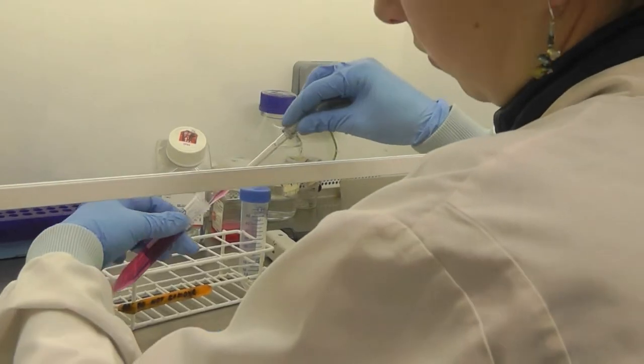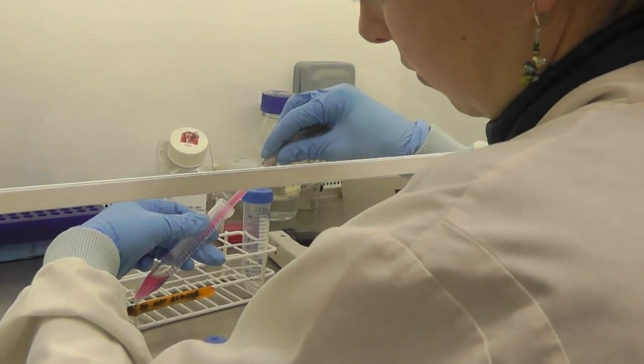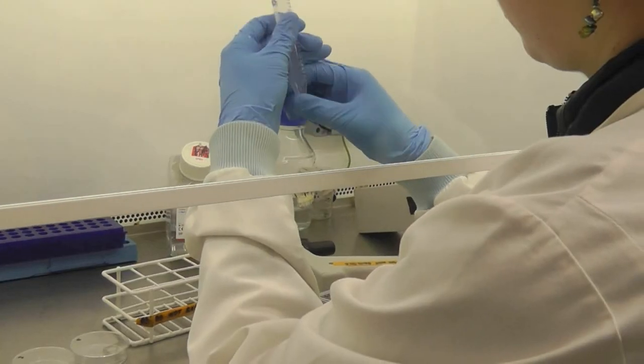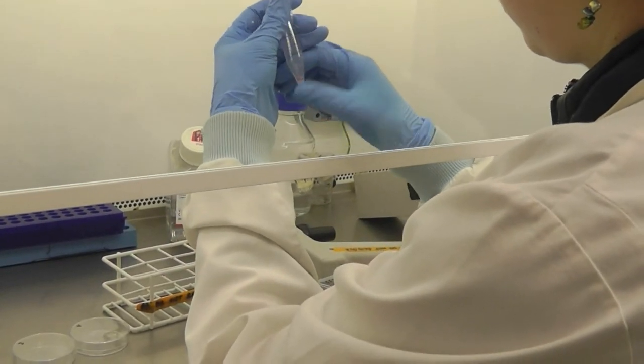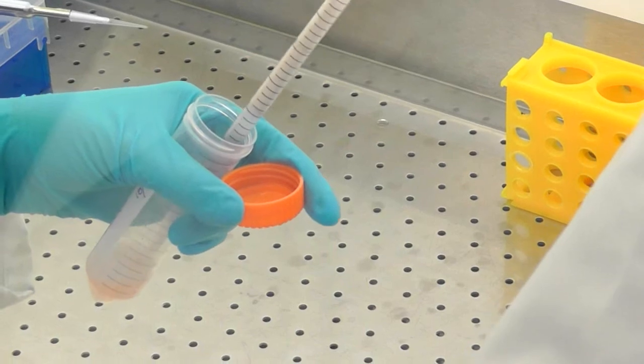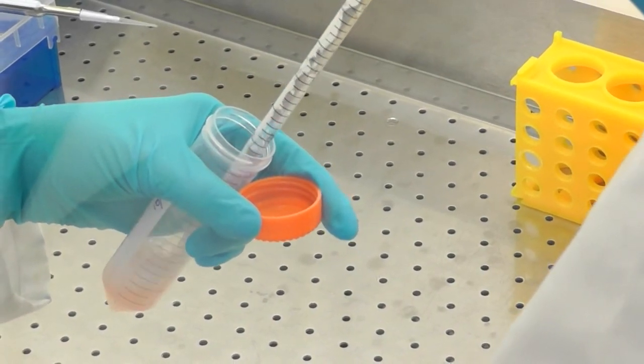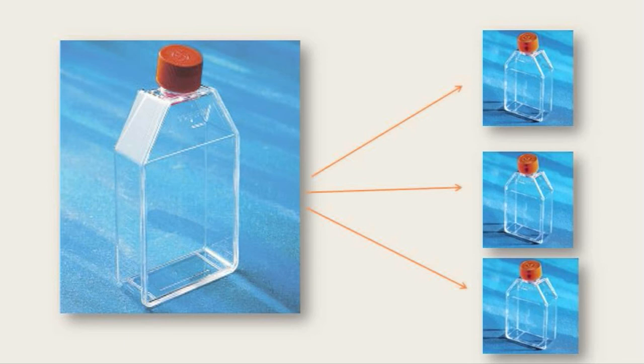The TrypLE Express media solution is removed at this point, leaving the cell pellet at the bottom of the tube. One tip to aid cell suspension is to flick the bottom of the tube a few times before resuspending the cells in fresh media. This tends to help avoid cell clumping. At this point, the cells can be reseeded or passaged into sterile culture flasks at different ratios. Ratios can vary from 1 to 3 to 1 to 20, depending on the growth rate of the cells in culture, the size and number of flasks, and the experimental requirements of the researcher.